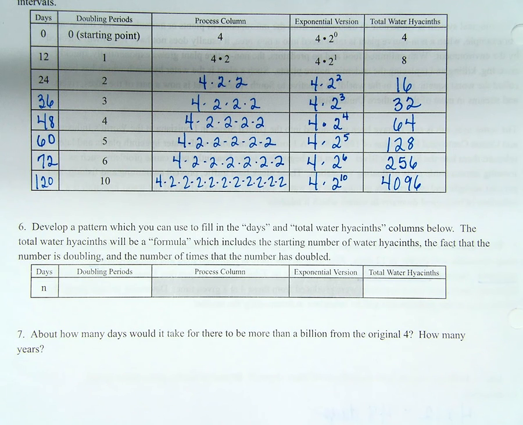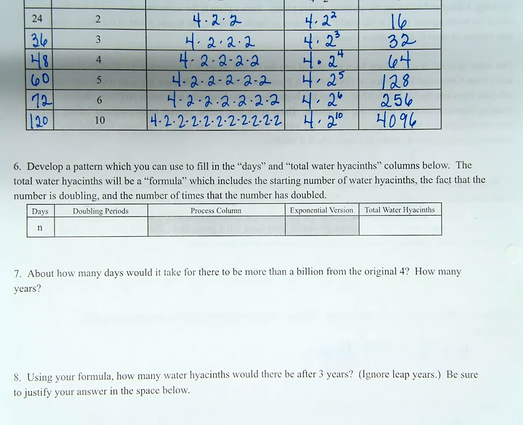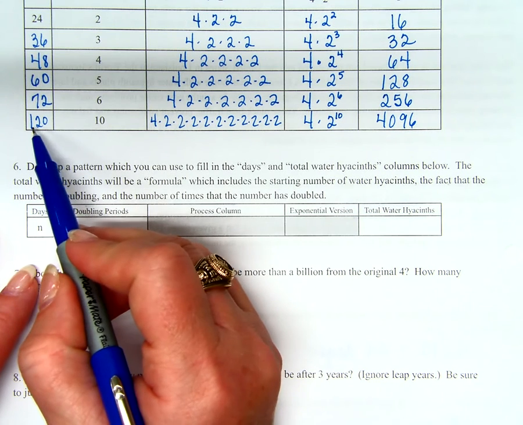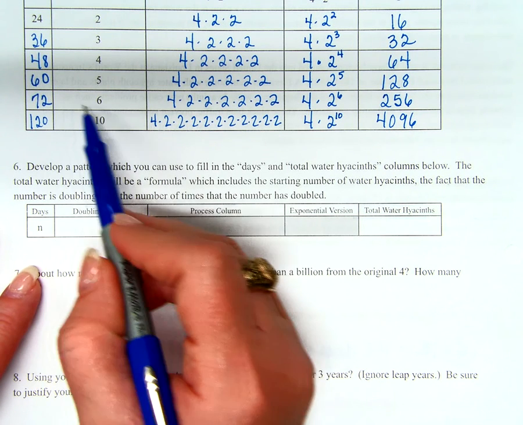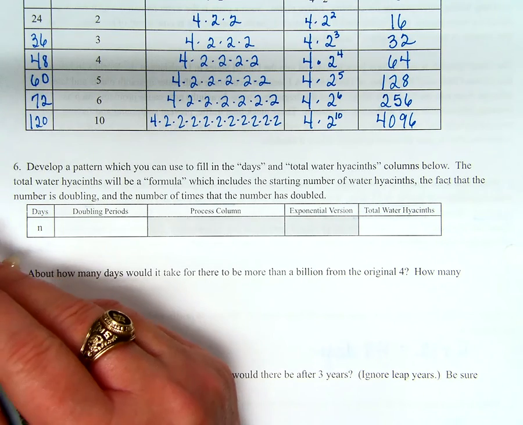Everybody okay? Develop a pattern which you can use to fill in the days and total water hyacinths columns below. The total water hyacinths will be a formula which includes the starting number of water hyacinths, the facts that the number is doubling, and the number of times that the number has doubled. So if I'm telling you there's in this case 120 days, I knew that was 10 doubling periods. How did I know that was 10 doubling periods?